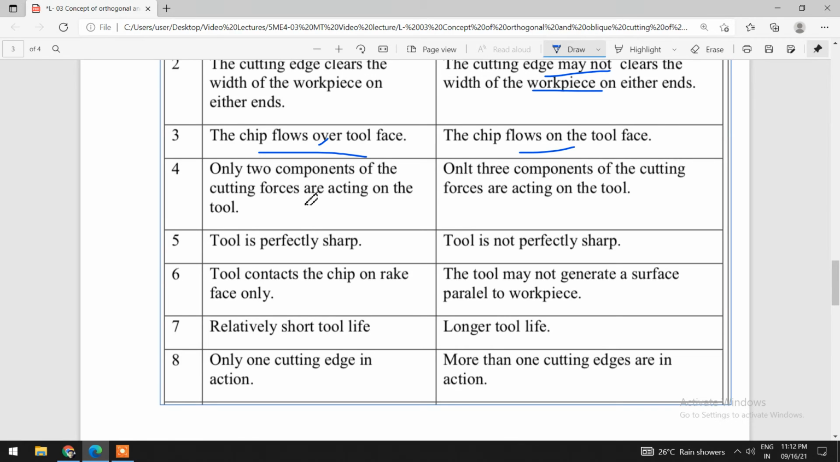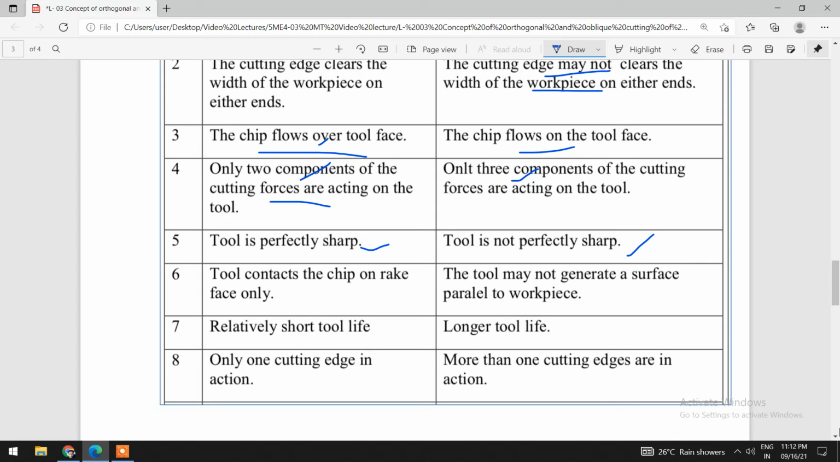Next difference is only two components of the cutting forces are acting on the tool. And in this case only three components, इसमें two component आपका act करेगा of the cutting forces are acting on the tool. यहाँ पर two component है आपका और इस केस में only three components of the cutting forces are acting on the tool, right. In orthogonal cutting में आपका जो tool होगा बहुत ही sharp होगा, perfectly sharp होगा, and in oblique cutting it is not perfectly sharp, right.